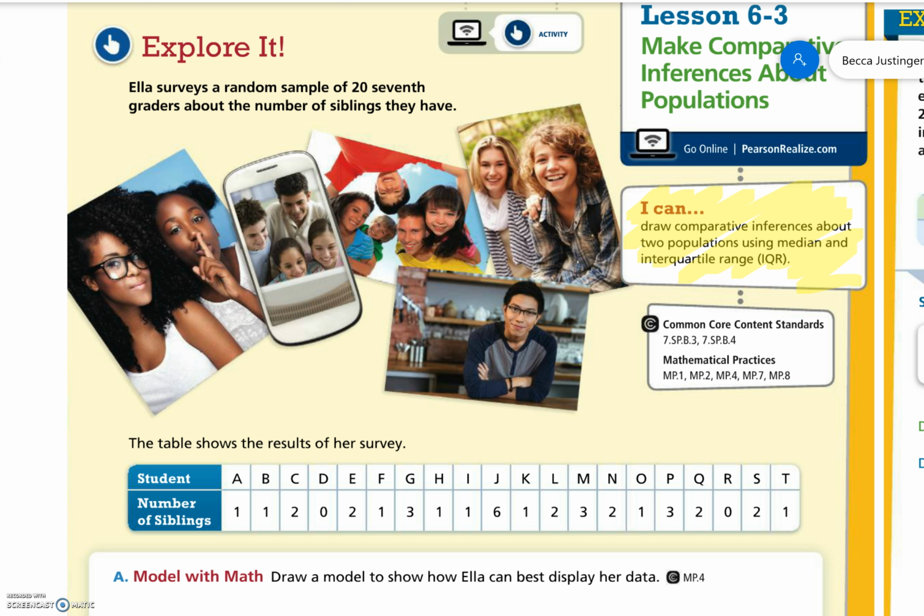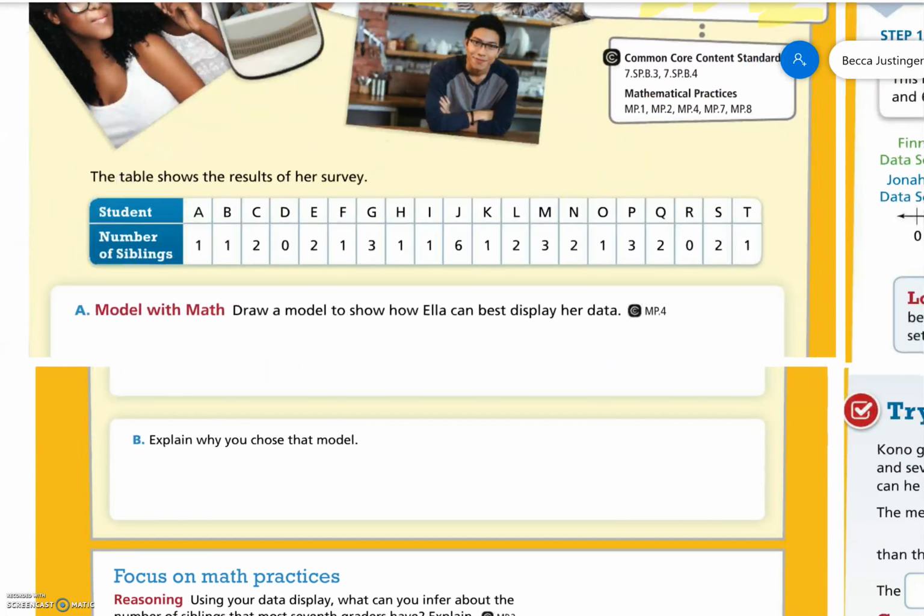Let's explore it. Ella surveys a random sample of 20 7th graders about the number of siblings they have. The table shows her survey. She didn't want to write the students' names, so she just put student A, B, C through T, and then we've got numbers of siblings. I want you guys to organize the data, and we'll ask for some participation on how Ella can best display her data.